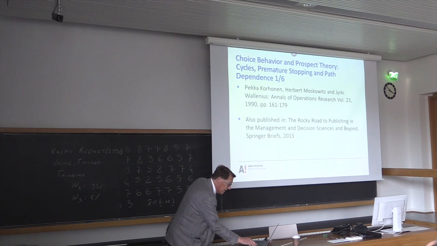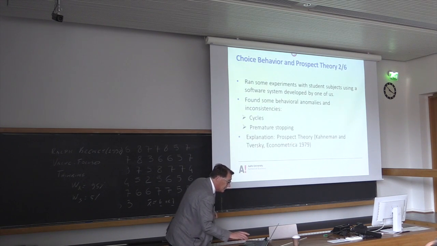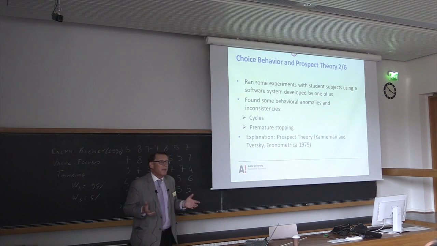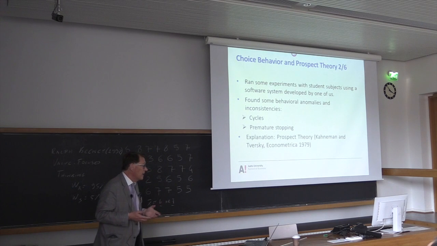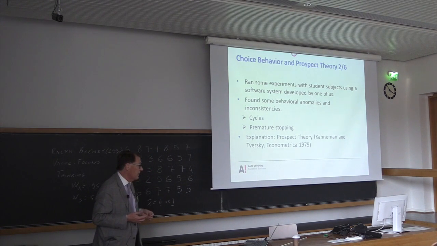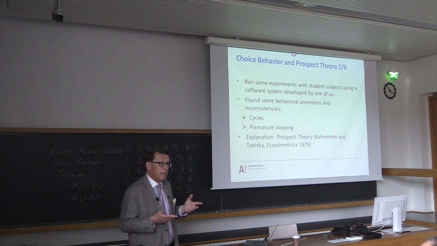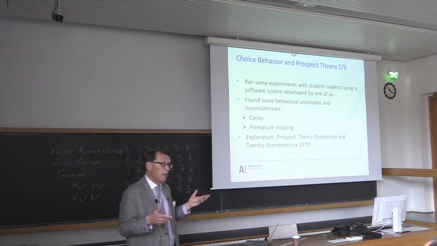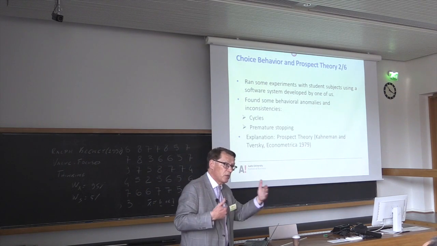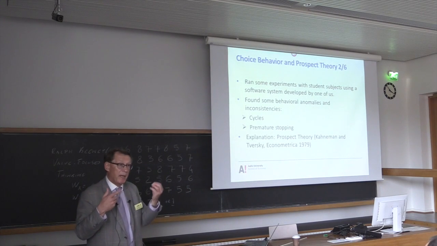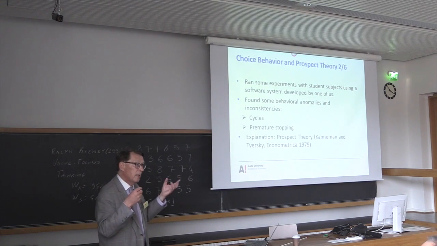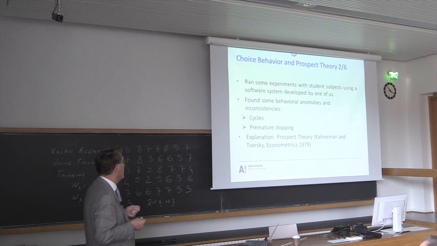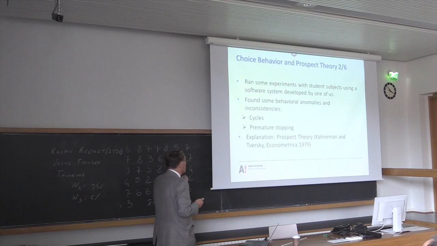Okay, choice behavior and prospect theory: cycles, premature stopping, and path dependence. We started very modestly. We ran some experiments with student subjects using a software system that was developed by Pekka Korhonen, one of our colleagues. And we found what we called anomalies. People would violate transitivity, they would make cycles, they would abruptly stop the search, and we were making pairwise comparisons. That was all we were doing. And we found results that were a bit bothering to us. Then it took us a while.